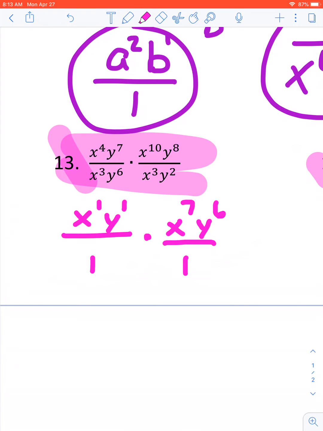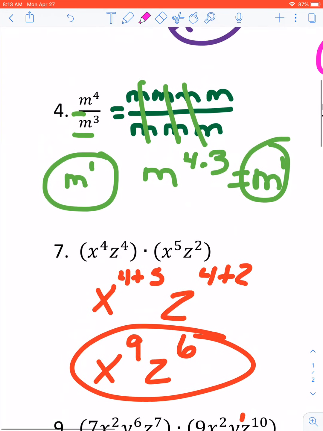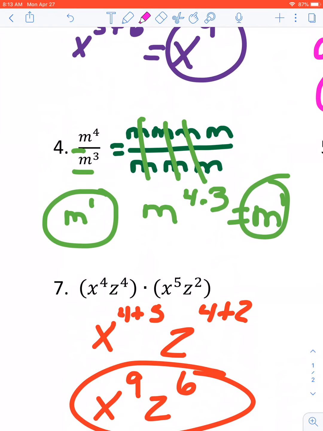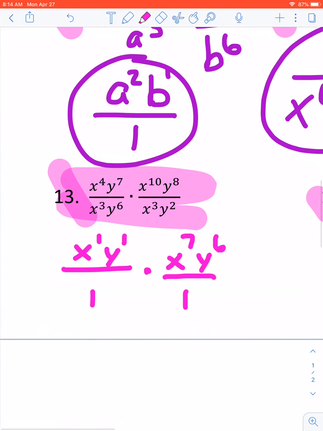So now what I'm going to do on number 13 is go way back into the top and do what I did on number 7. I'm going to do the exact same thing. I'm going to combine my x's and my y's and add their exponents because I'm multiplying them together. So let's go back down here to 13. The ones on the bottom, 1 times 1 is 1, so those just go away. Okay? So I'm left with this.